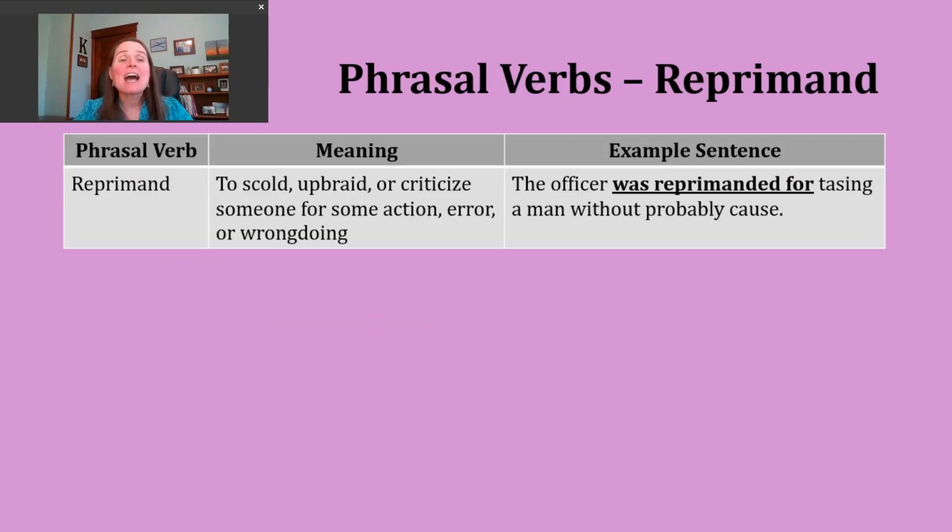Okay. Now, I do have one phrasal verb for us to discuss, and that phrasal verb is to reprimand for. Again, the meaning here is not really different. So someone might use it to talk about scolding, upbraiding, criticizing someone for an action, an error, or some kind of wrongdoing. So again, this is all about expressing that disapproval for that behavior.